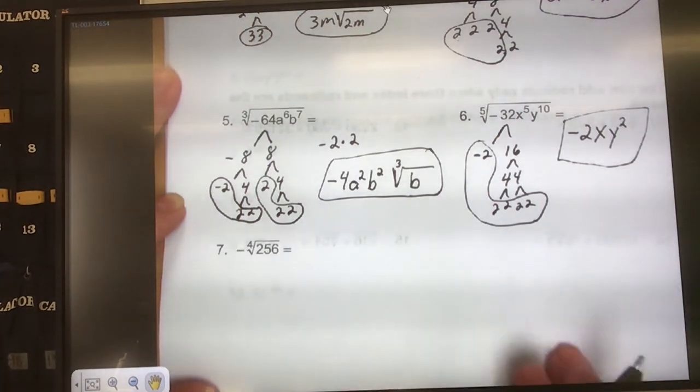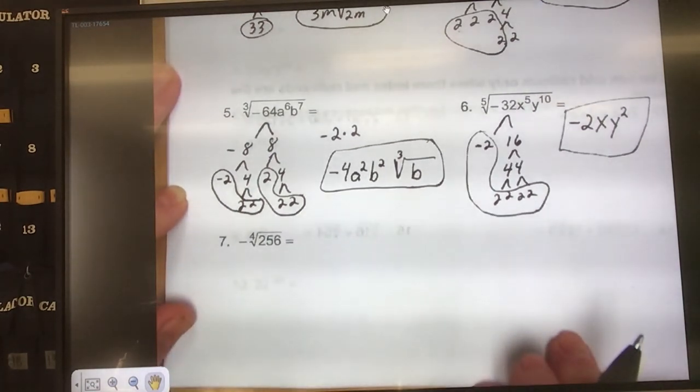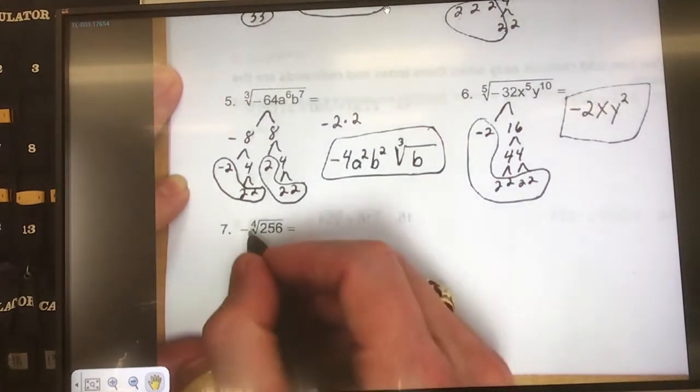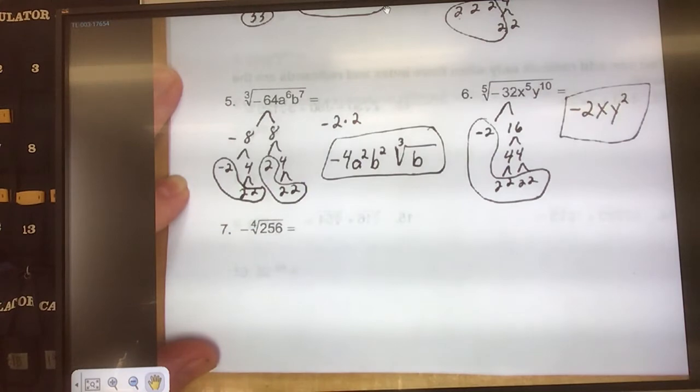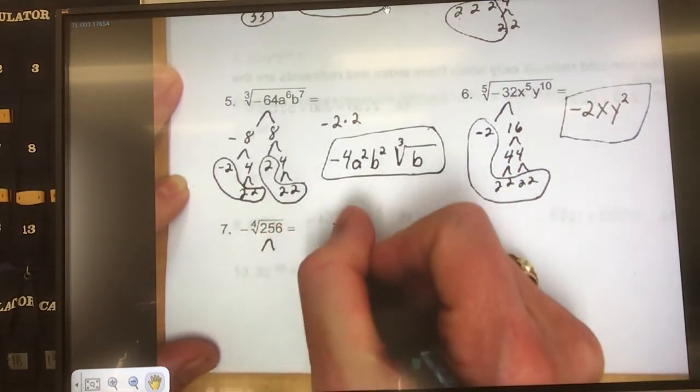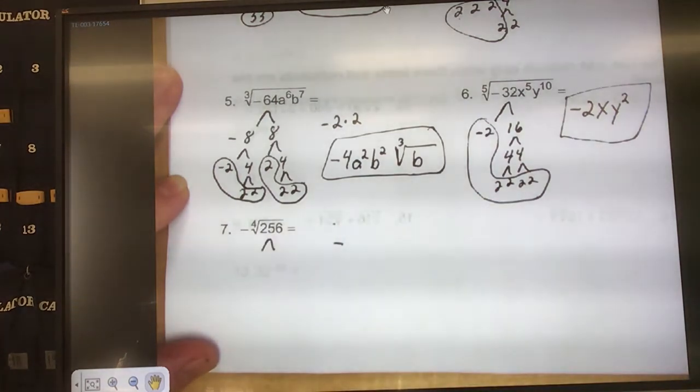Looking for 4-packs. There's already a negative built in, so I know my answer has to be a negative regardless. But it's an even root, so if the negative had been inside, we'd have an imaginary number. So for 256, I'm going to throw my negative out here. That's going to be in my answer.